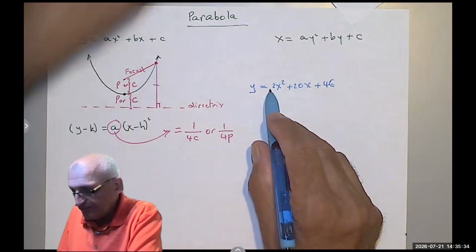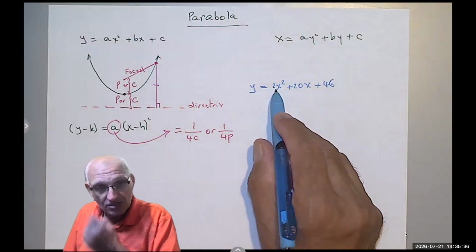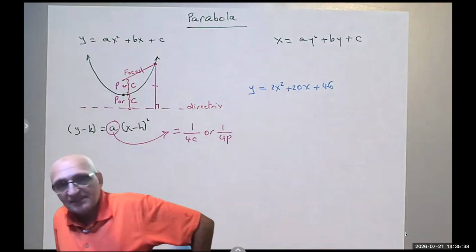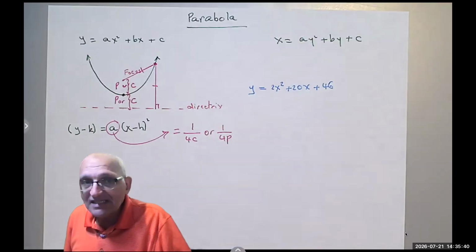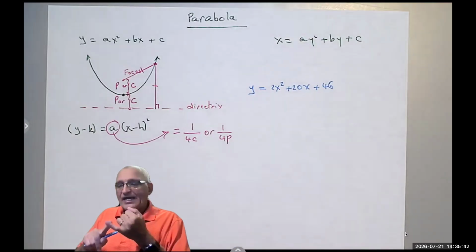Now the x squared coefficient is positive. The leading coefficient is positive. So it's opening up like that. But now we need to find where the coordinates of the vertex are.